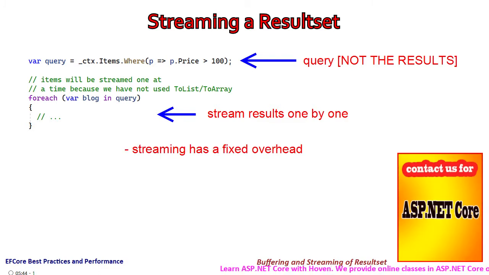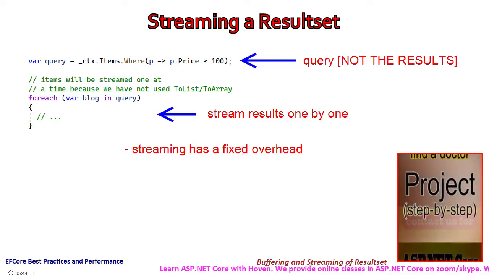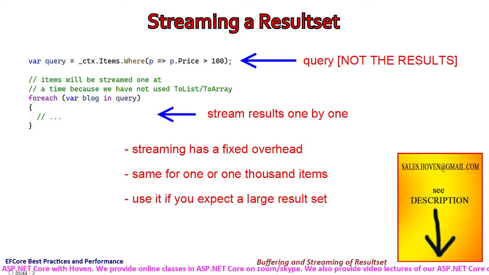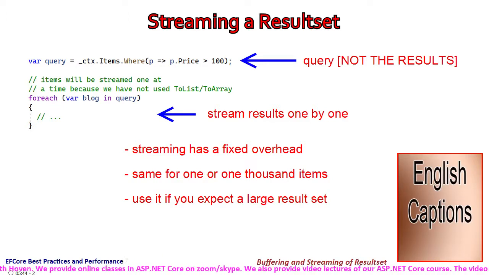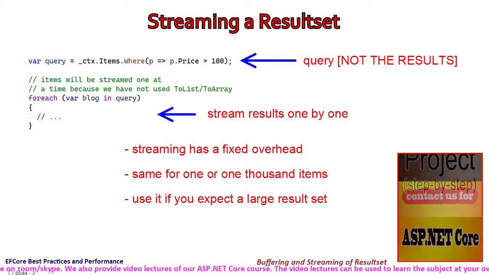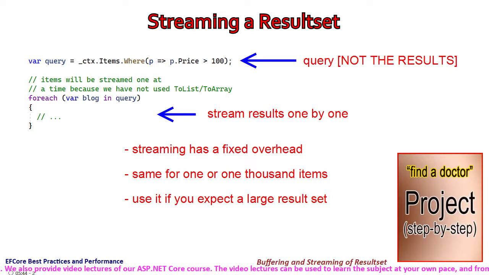Streaming has a fixed overhead, so it doesn't matter whether we stream one single item or we stream thousands of them. Hence, streaming is not an every time solution. It is more suitable if your query is expected to return many items. However, if your query is expected to return fewer items, then buffering would be better.